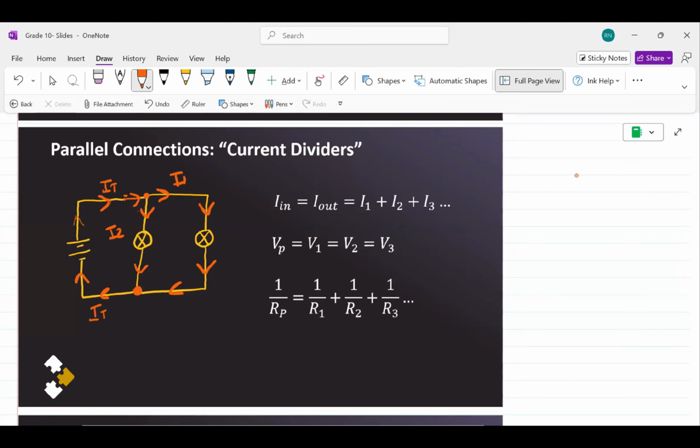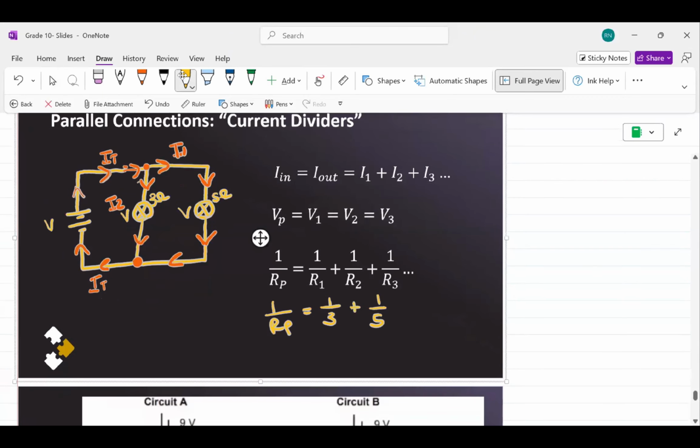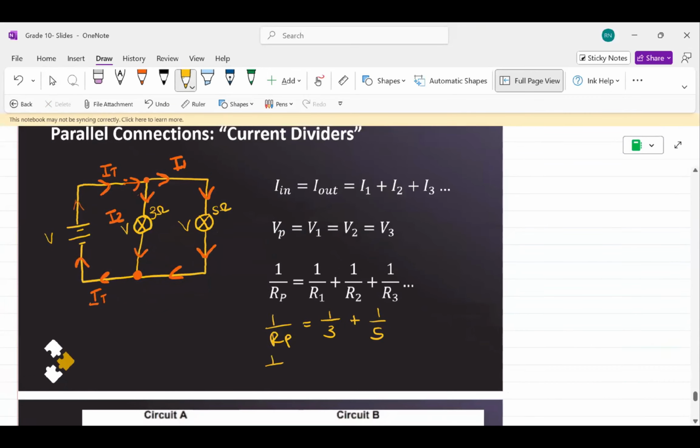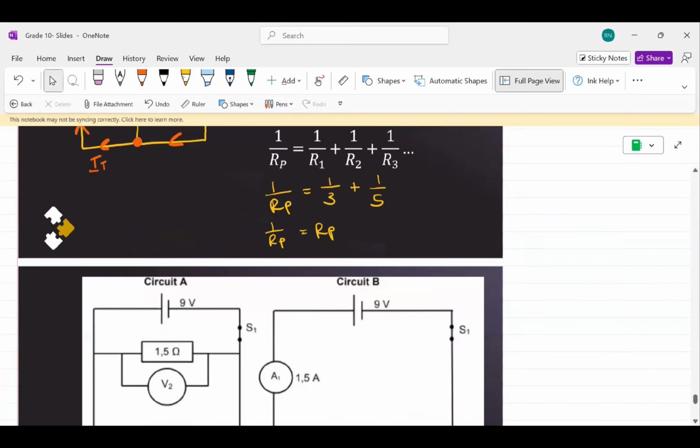The voltage is the same for all parts of our parallel branch. So the voltage here is going to be the same as the voltage here, and the same as the voltage here. And then our resistance, finally, this is a little bit of a tricky one. If you had 3 ohms here and you had 5 ohms here, then to find the total resistance, you'd say 1 over RP, where RP is the total resistance, equals 1 over 3 plus 1 over 5. Then you'd solve this, making sure that your final answer is not in the form of 1 over RP, but in the form of RP. But we'll do a question like that and practice that a little bit.